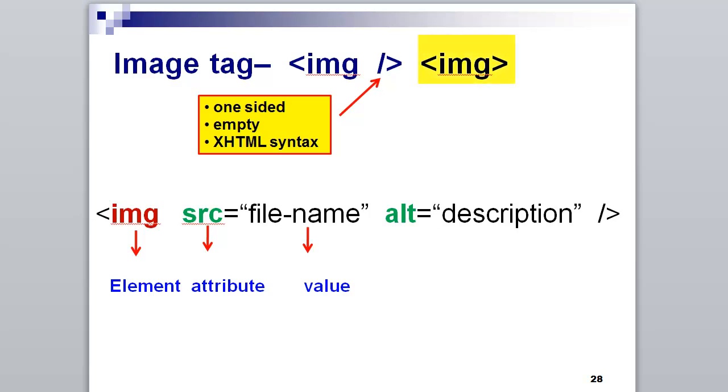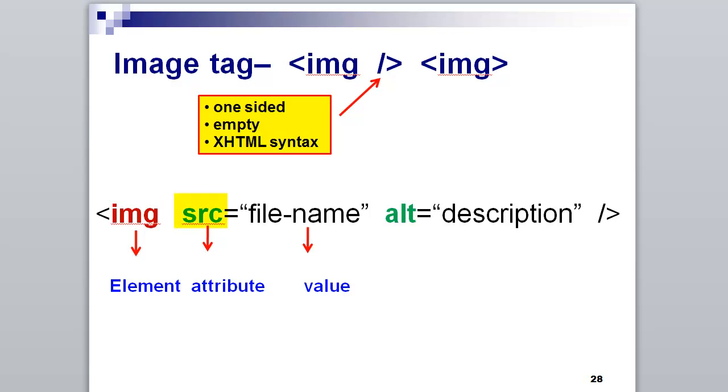The image tag is a one-sided tag, therefore it is empty, and we see that with our XHTML syntax, we needed to put the /. In HTML5, we are going back to the way it was, so that / is no longer needed. The image tag requires 2 attributes, and these are HTML attributes.